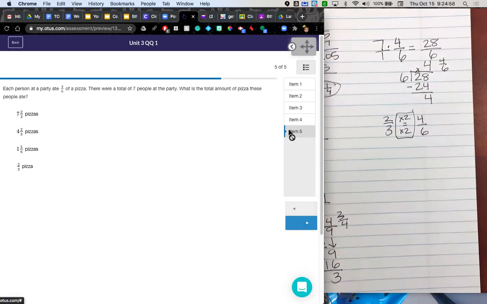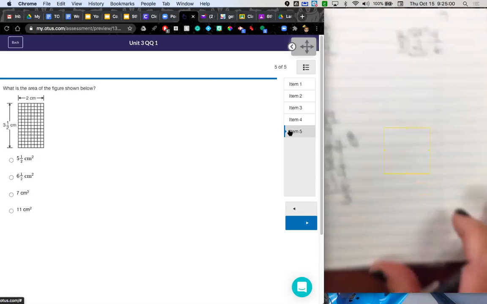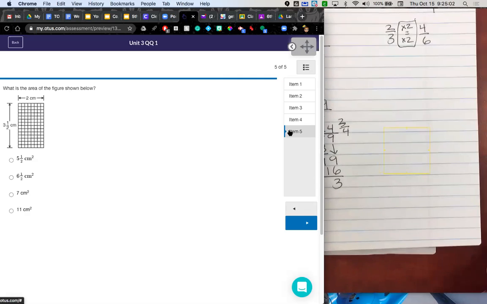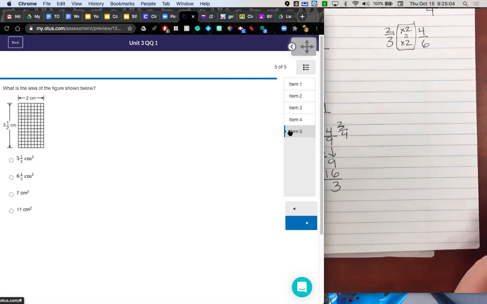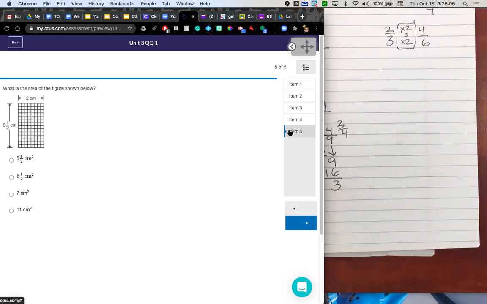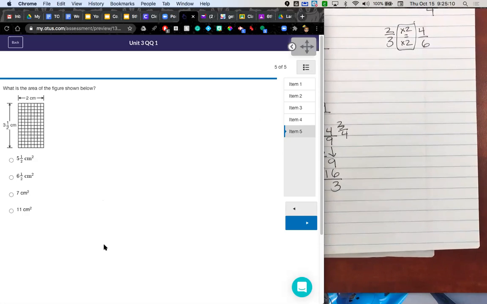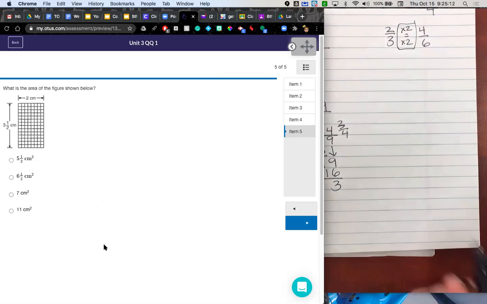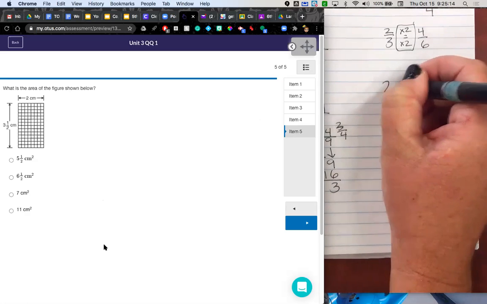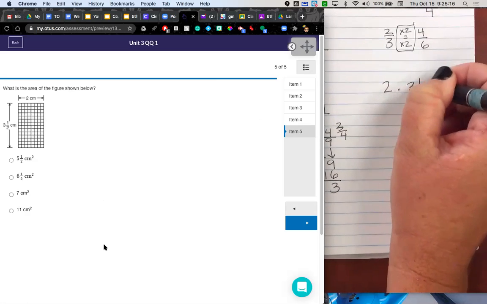All right, let's take a look at the last one. The last one says, what is the area of the figure below? So again, we're doing area. They've given us 2 numbers. We just need to multiply them, right? 2 times 3.5.